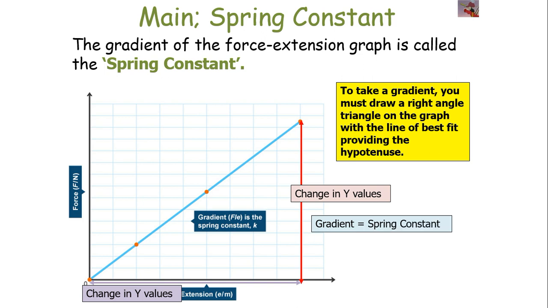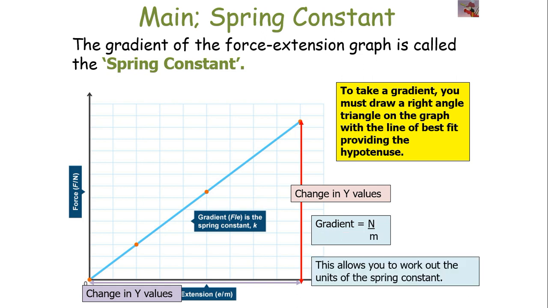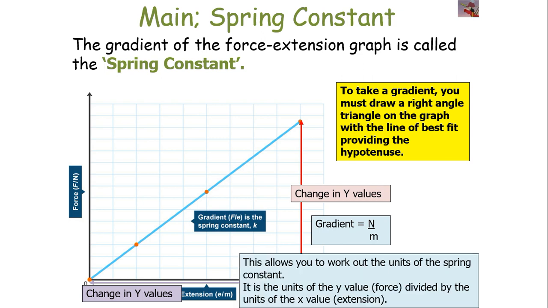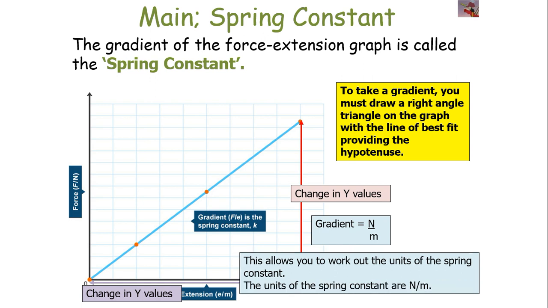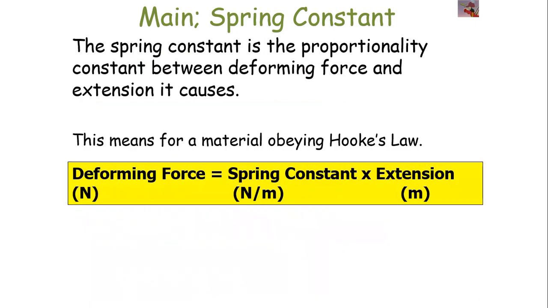So the gradient is a spring constant. So spring constant is your deforming force divided by your extension. Now that allows us to work out the units because the unit of the deforming force is newtons and the unit of the extension is meters. So the gradient, this is the spring constant, has units of newtons per meter. And that allows you to work out the units of any gradient of any line of best fit which you draw. So the units of the spring constant are newtons per meter.